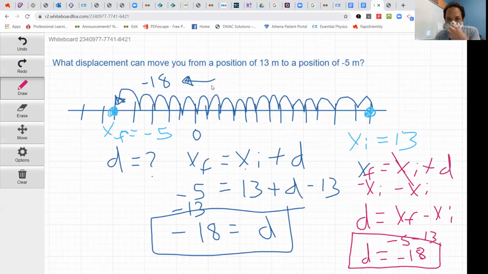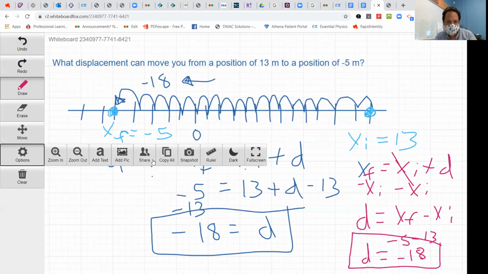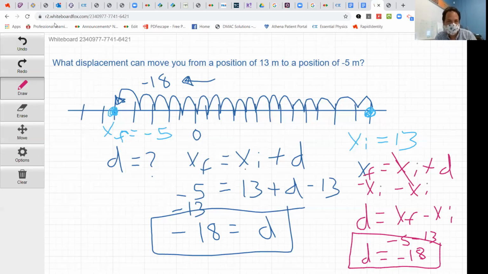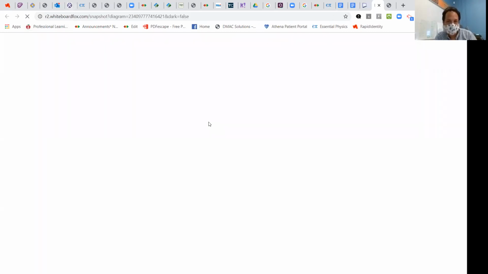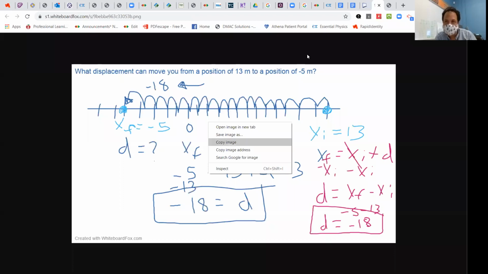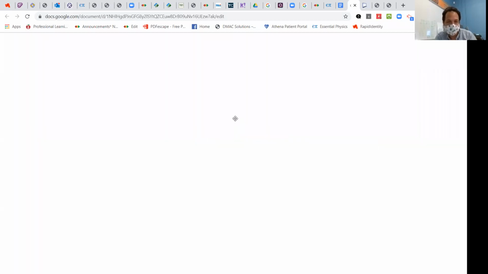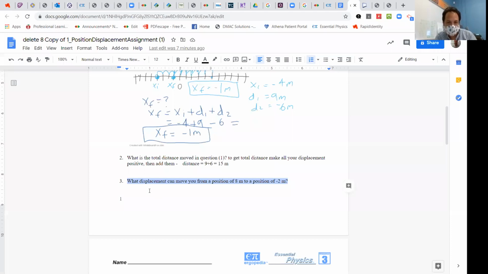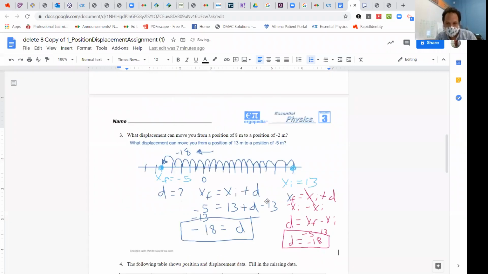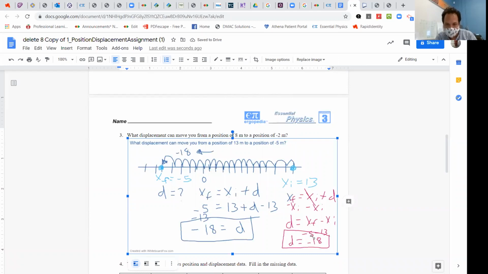But again, I changed the numbers there. Copy the image, and then I'm going to paste it into my work here. See how cool that looks? I think it looks neat. I think it's neat that we can do this all digitally.